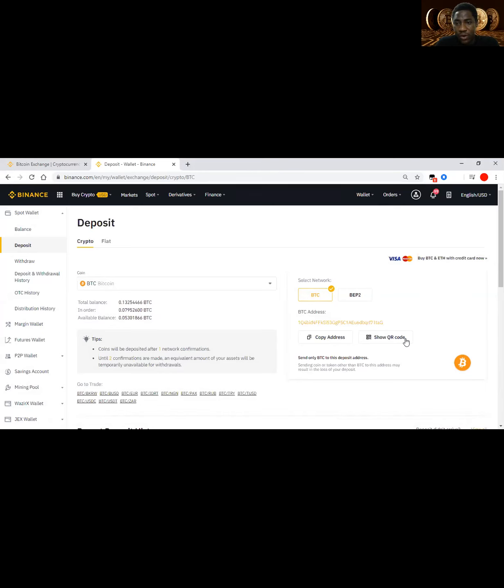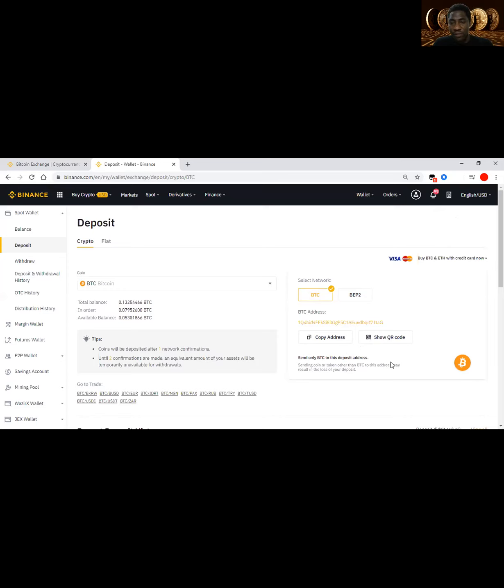Now, what you need to do here is to copy the address. This is the address. To copy it, click on copy address. When you click, what do you see here? Copied to clipboard. So you take the address you just copied to wherever you want to bring the Bitcoin from.